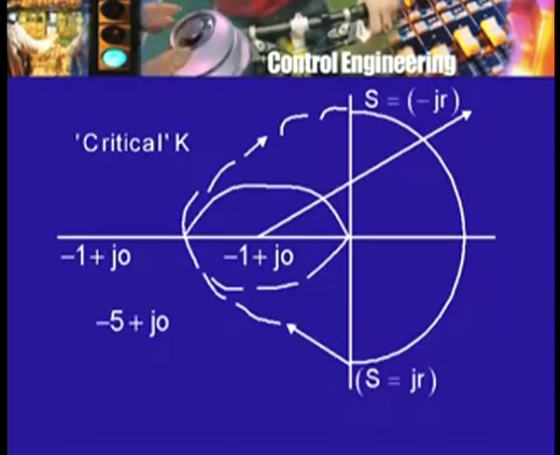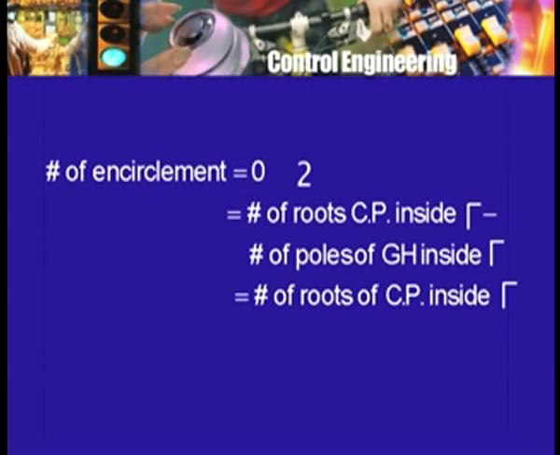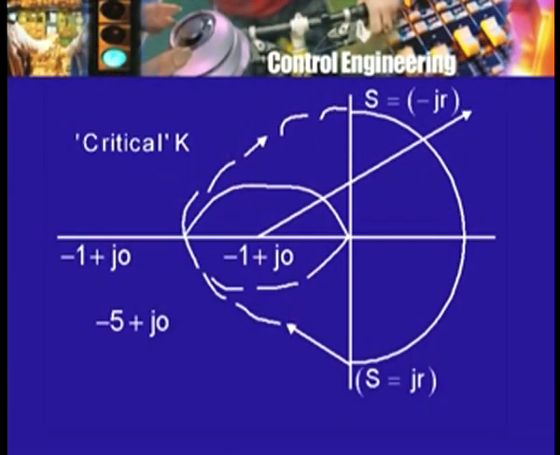So, now for this new value of k, the situation is different. The number of encirclements is not 0, but it is 2, because that is still the number of roots of the characteristic polynomial inside the contour gamma minus the number of poles. The number of poles of course is 0. So, that is still equal to the number of roots of the characteristic polynomial, but that is no longer 0, it is 2. And what does it mean? If the characteristic polynomial has even one root in the right half plane, it means that the system is unstable. So, for this value of k that I am thinking of, which was 3 times the original value, the system has become unstable.